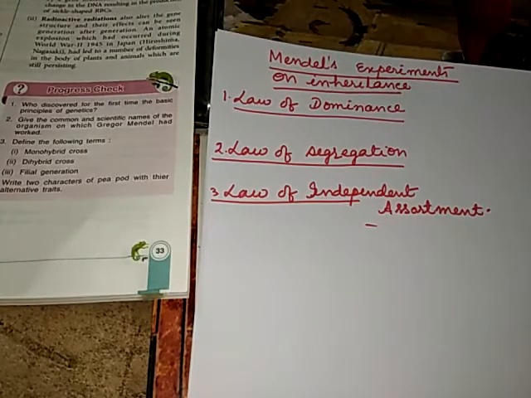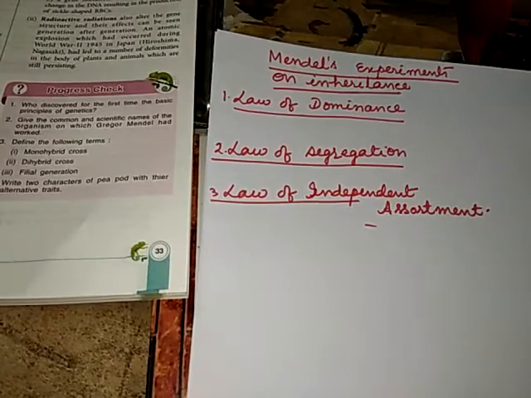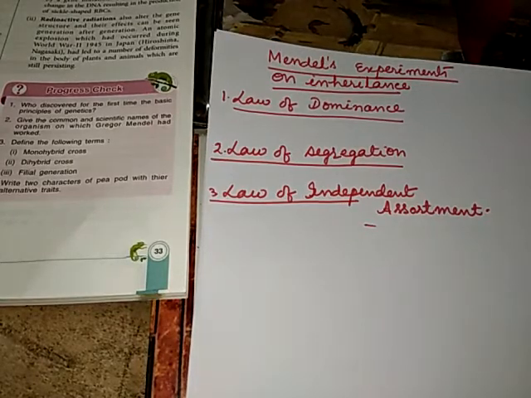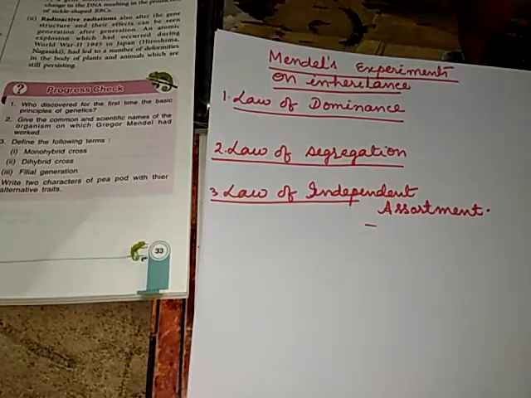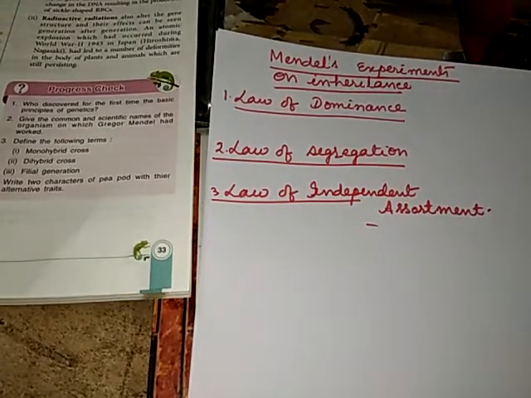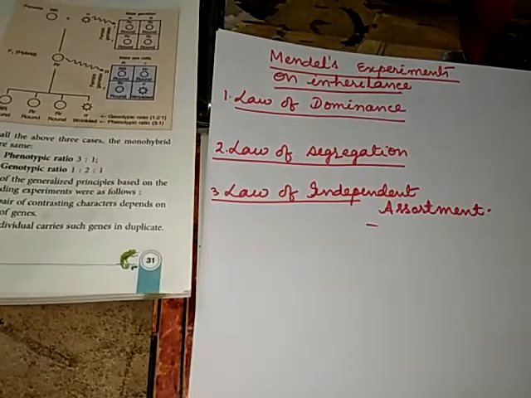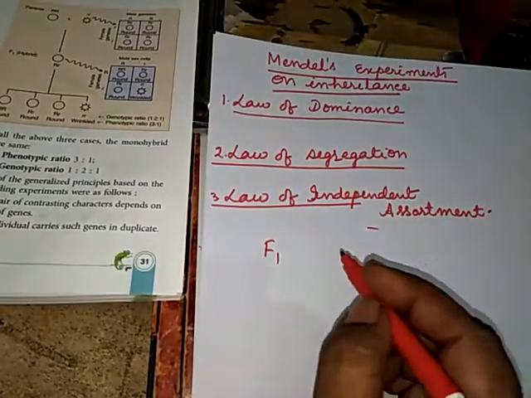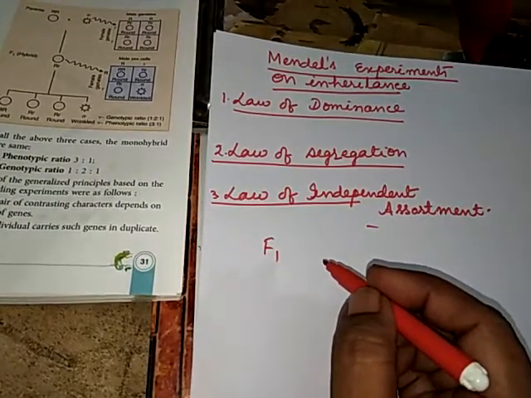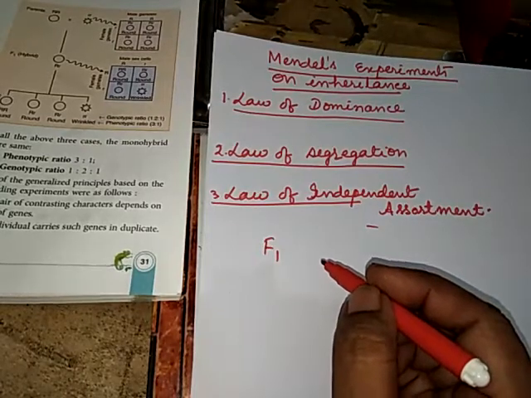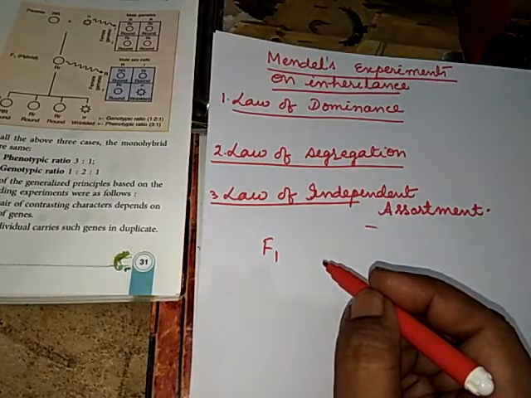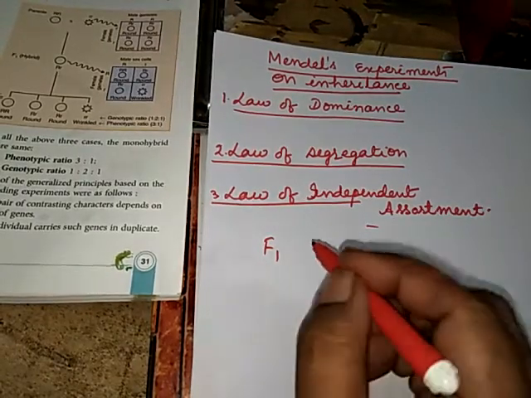When there are two pairs of characters, the distribution of the alleles of one character into the gametes is independent of the distribution of alleles of the other character. We always check the first generation and the second generation. The first generation is denoted F1, the first filial generation, a cross between the offspring. The first, second and third generations of offspring are known as the first, second and third filial generations.